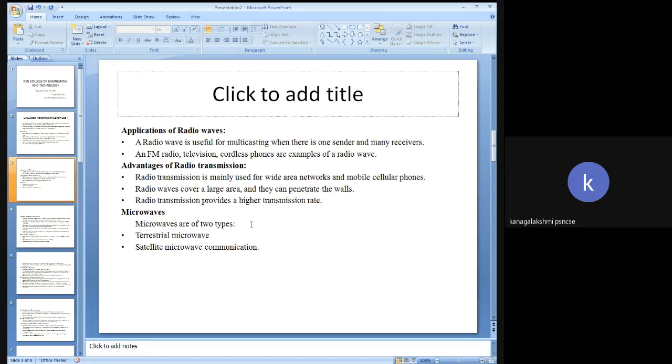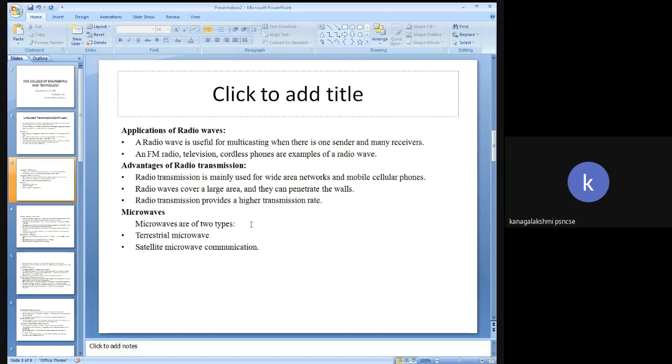Next, the advantages of radio transmission. Radio transmission is mainly used for wide area networks and mobile cellular phones. Radio waves can cover a large area, and they can easily penetrate through walls, so signals sent from the center can even penetrate the walls to reach the receiving antenna. Radio wave transmission provides a higher transmission rate.